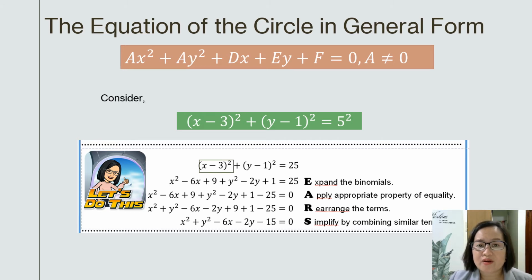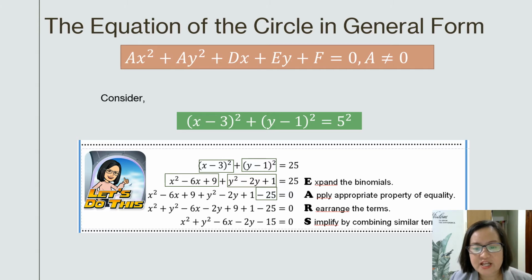Expanding the square of x minus 3, which means the quantity of x minus 3 times the quantity of x minus 3, we will have x squared minus 6x plus 9. Doing the same thing to the second binomial, the square of y minus 1, we will get y squared minus 2y plus 1.